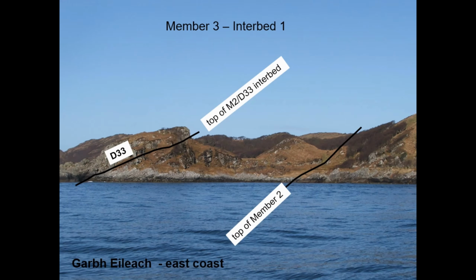So this is on the east coast, so you're looking southwest, so the bed's dipping to the left. On your right we have the member 2 rocks, and then on the left we have the base of the D33 diamictite, and the interbed, this interbed 1, is this low ground in the middle of the bay. It may be surprising that these quartzitic sandstones occupy the low ground compared with the diamictites, but because they're heavily jointed, they're actually more prone to erosion than the diamictites are.